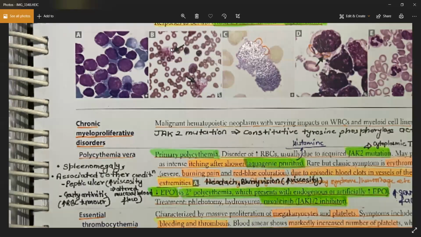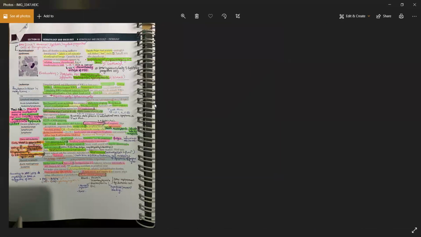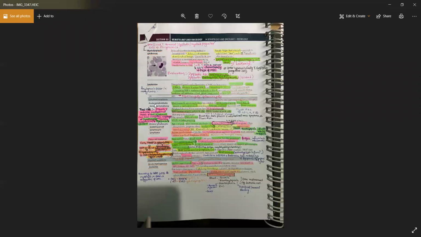This is how you see these cells. These are the smudge cells. So this is what you see in chronic lymphocytic leukemia, the smudge cells. They will give you this peripheral blood smear, and you need to identify these cells. Very important.